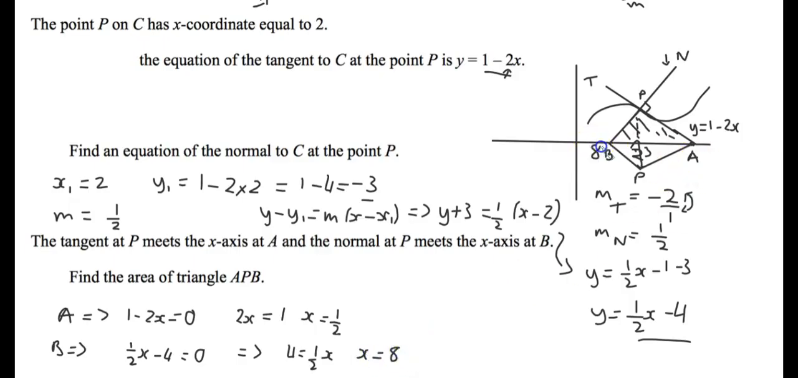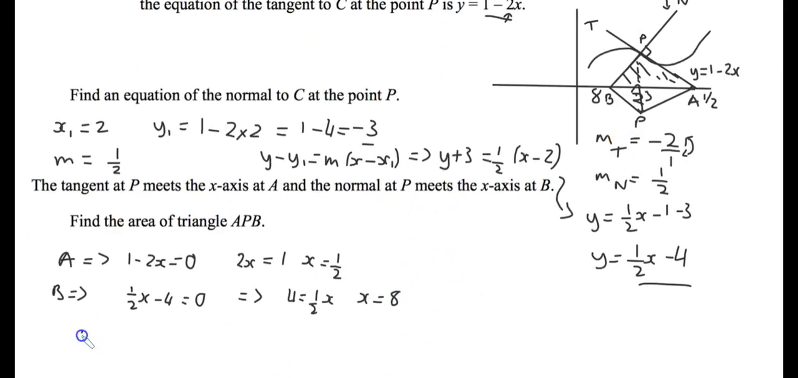So again, the diagram is kind of around the wrong way, but it doesn't really matter because it helps us to just get the answer anyway. So we know then the difference between B and A is going to be 8 minus a half. So the area of the triangle is going to be a half, base being 8 minus a half, times the height, and that should be 11.25.